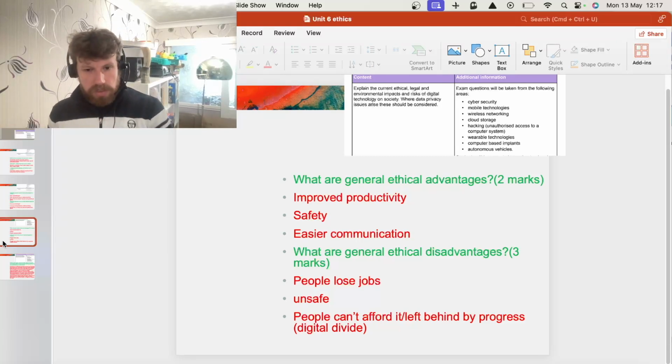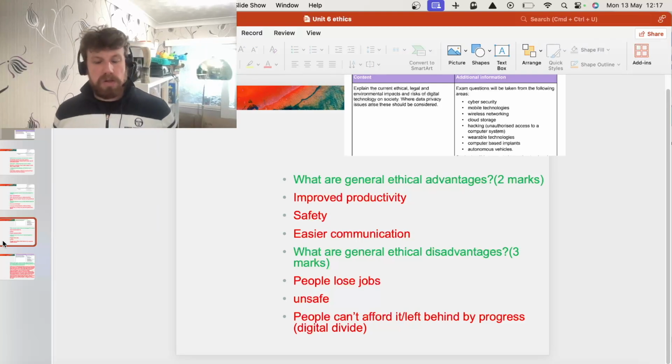The disadvantages. People could lose jobs, so that's a generic point. With autonomous vehicles, taxi drivers are going to go out of business. Lorry drivers are going to go out of business. With robotics, robots are going to be taking people's jobs.